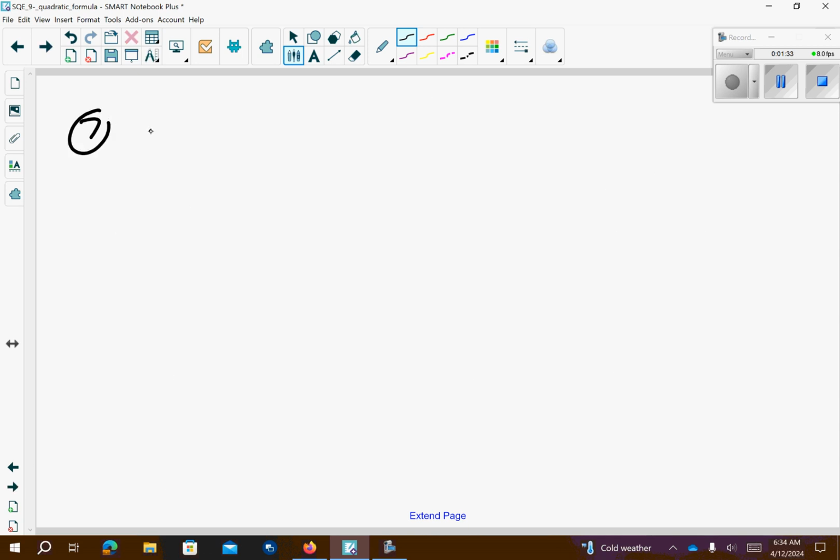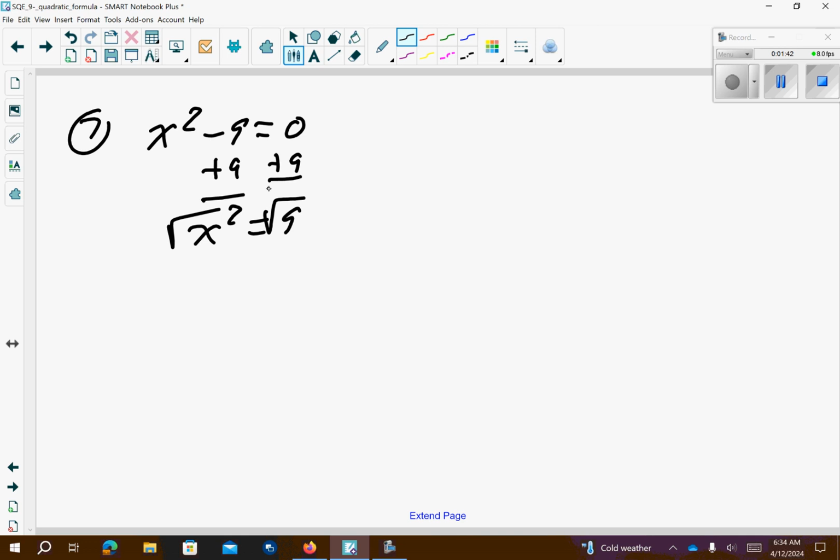Number 7, we have x squared minus 9 equals 0. So let's add 9 to both sides. So that's x squared equals 9. Square root both sides. Don't forget plus minus. X equals plus or minus 3 because the square root of 9 is 3.